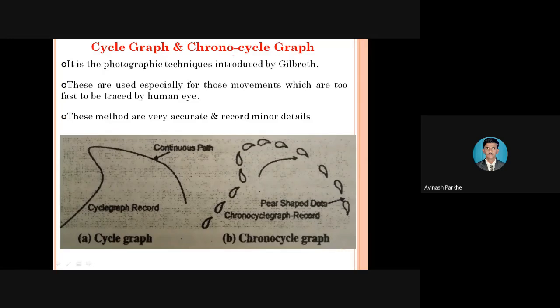But in a flow diagram, the critical movements and critical backtrackings taking place cannot be recorded. Therefore, those limitations can be eliminated by using the string diagram, in which we take a string and pins.